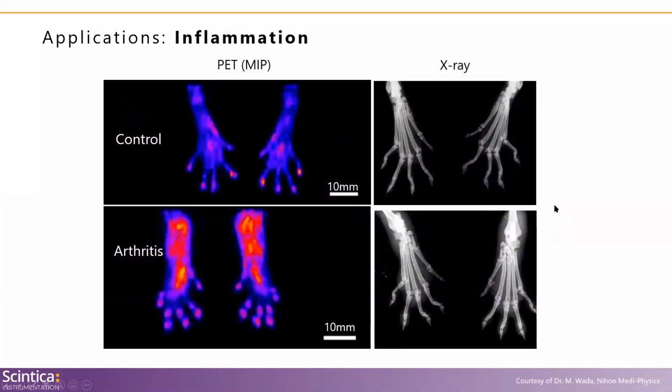PET can also be used to study inflammation. So here, FDG was used to look at metabolically active areas in a rat model of arthritis. So this is a pretty cool application, and we can see that we don't see this metabolic activity in the control animal, so it's quite a large difference.